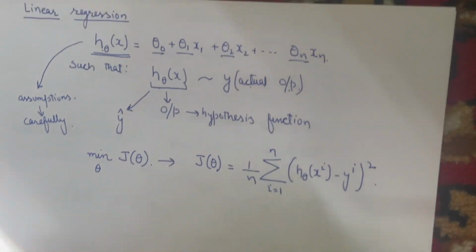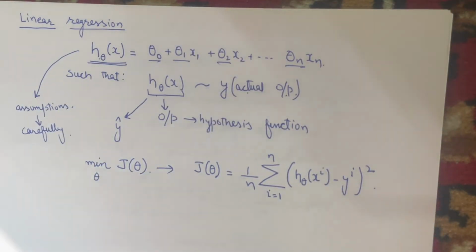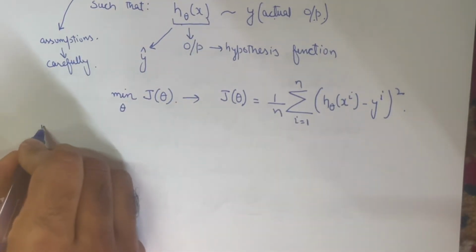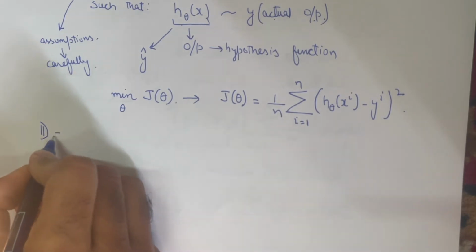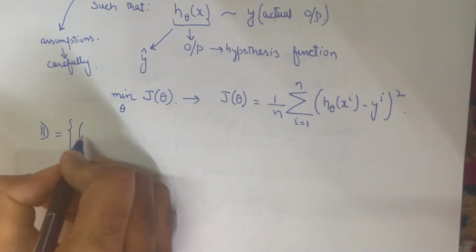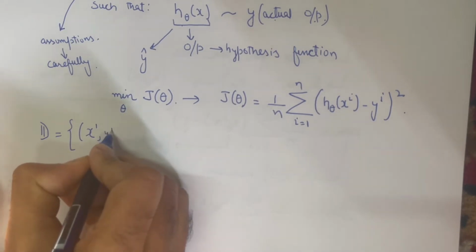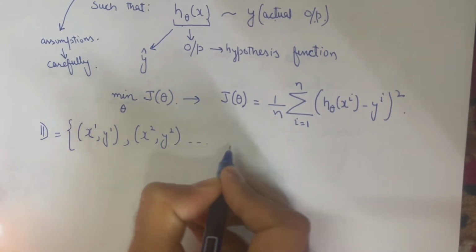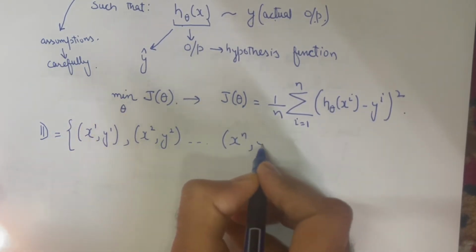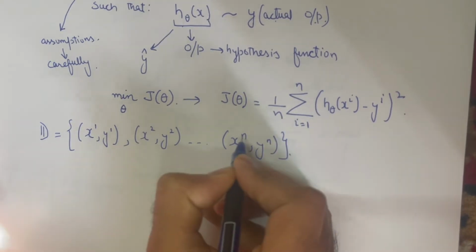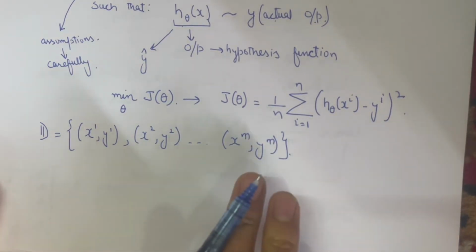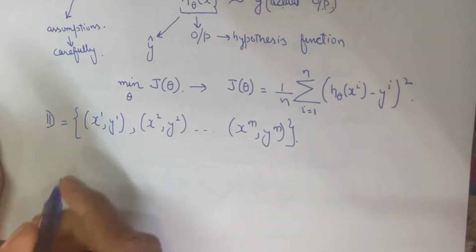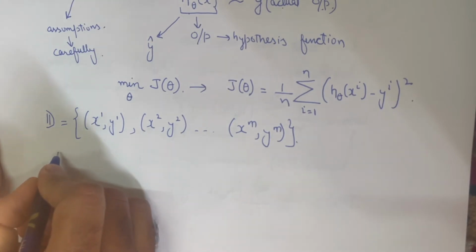Now let me write the same linear regression in matrix format. So we know we have a data set, and that data set was like this: x1 y1, x2 y2, up to xm ym, because we are assuming m examples and n features. This is our data set, and we are trying to find a hypothesis function.